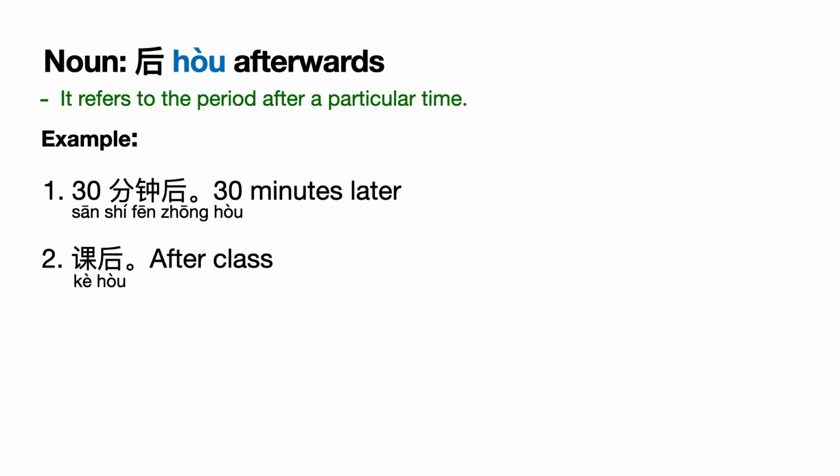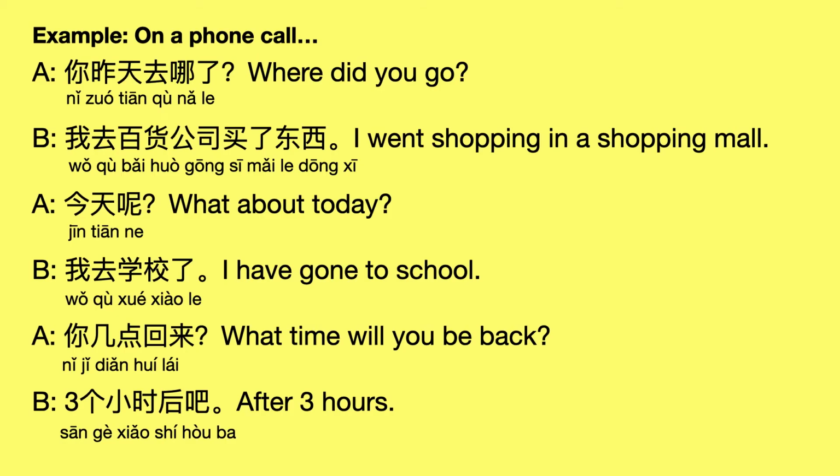Example conversation. 你昨天去哪了? Where did you go? 我去百货公司买了东西。I went shopping in a shopping mall. 今天呢? What about today? 我去学校了。I've gone to school. 你几点回来? What time will you be back? 三个小时后吧。After 3 hours.